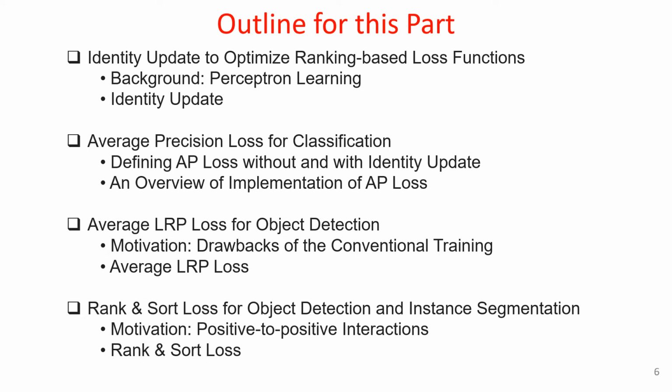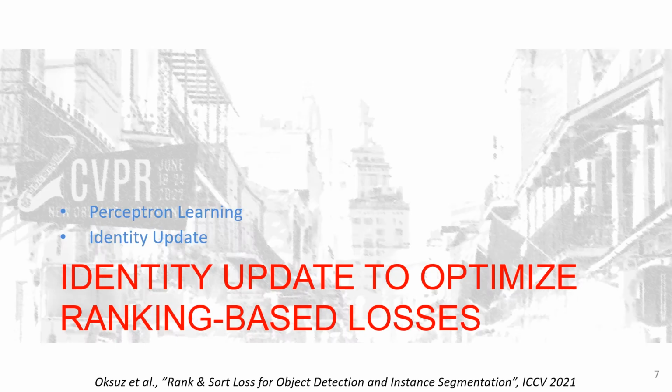In this part of the tutorial, I will first introduce identity update as a general framework to optimize these ranking-based loss functions. And then I will discuss how average precision and LRP error can be converted into loss functions by using identity update framework. More particularly, I will introduce average precision loss for classification tasks, and then for visual detection tasks, I will introduce average LRP and rank and sort losses, both of which rely on LRP error introduced in the first and the second part of this tutorial. Let me begin with identity update.